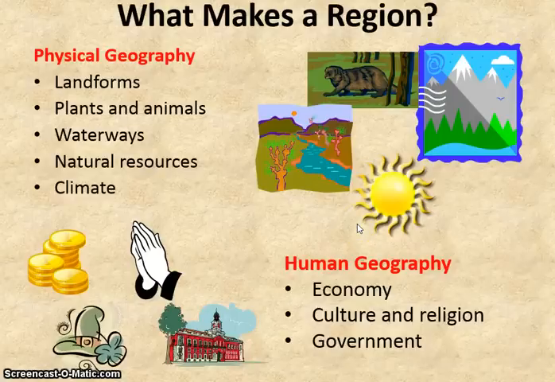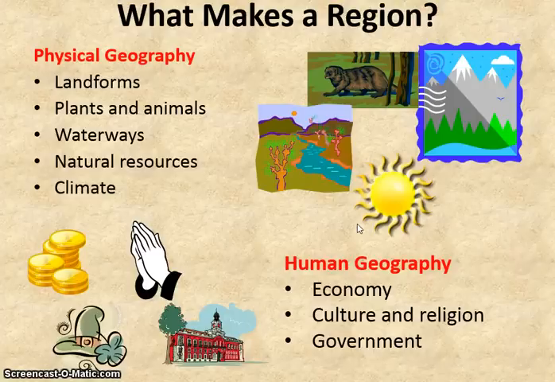So first of all, we need to define what makes a region. In this case, we're talking about physical and human geography. Now, the physical geography is the land itself before people even arrived. The landforms, mountains, valleys, hills. What's the land like? Plants and animals. What animals and plants are native to that area? Waterways, lakes, rivers, harbors. The natural resources, and of course the climate. Is it warm, hot? What's cold? What's the weather like over a long period of time?